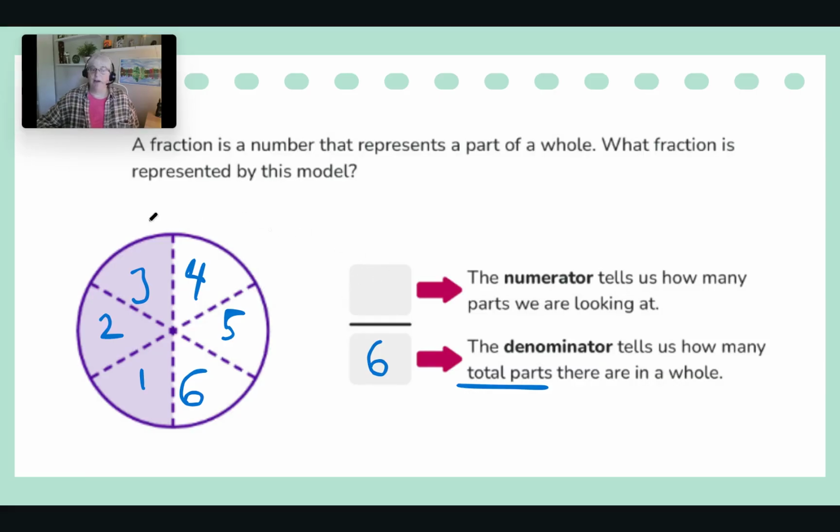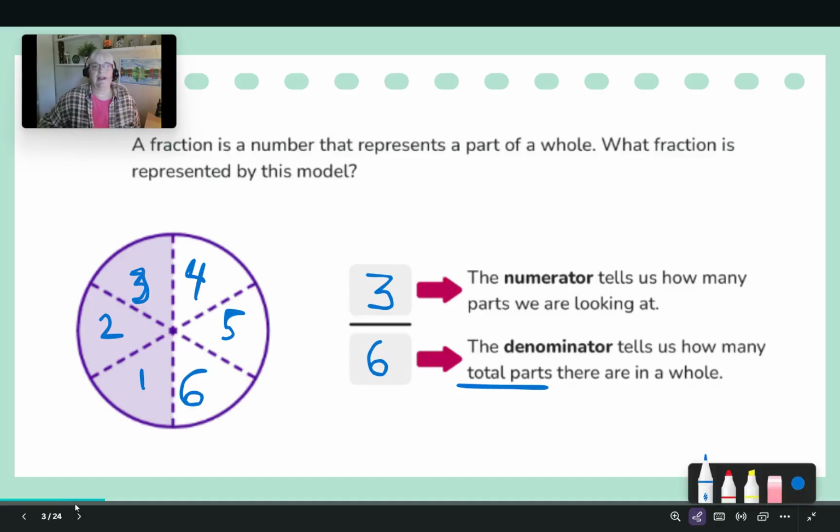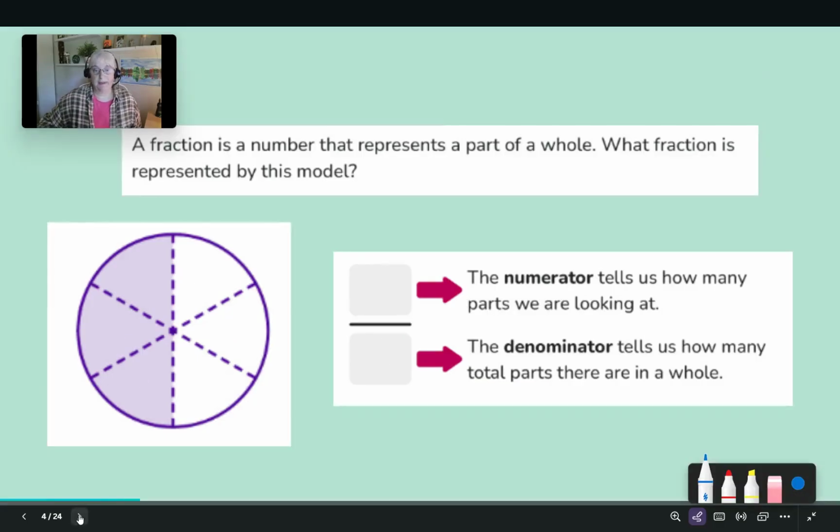Now the numerator is representing the shaded part. If I count how many pieces are shaded, 1, 2, 3, so 3 of the 6 pieces are shaded. The fraction that represents this model is 3/6. We're going to talk about how to simplify fractions a little later on, but this is what fractions are. They are representing parts of a whole.